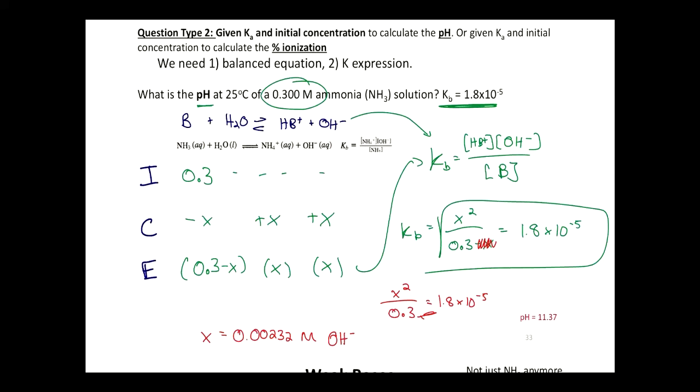From the ice table, yes. Also, here's the hint. If it's a Kb expression, B stands for base, and X is hydroxide. For Ka expressions, Ka stands for acid, and X represents H plus, all right? So you don't really have to do an ice table every single time, but I encourage you to do it, like do it for homework, and then you'll see the patterns come out.